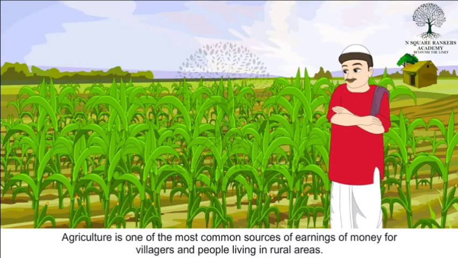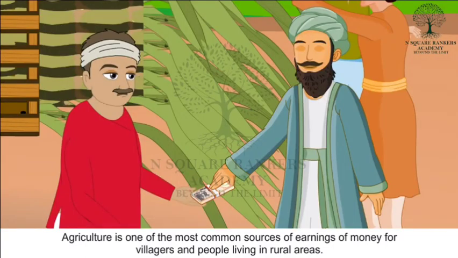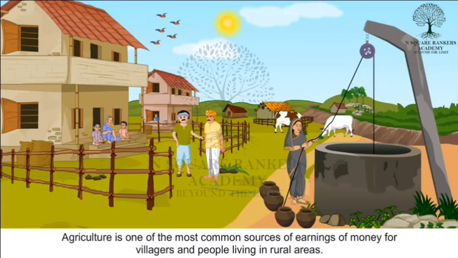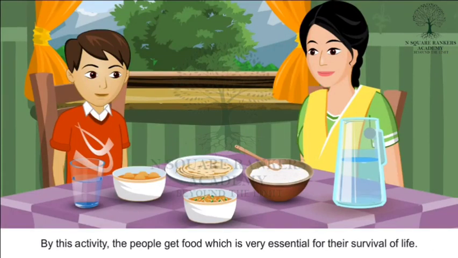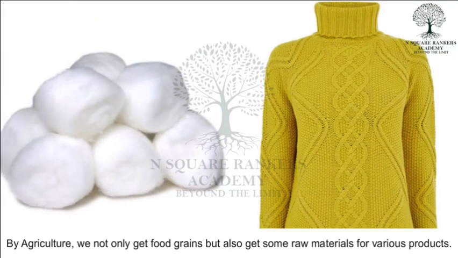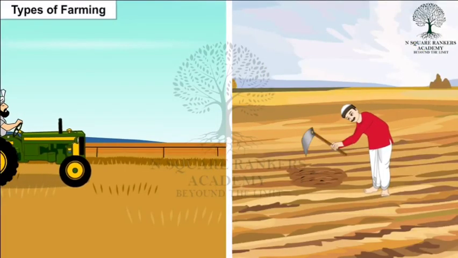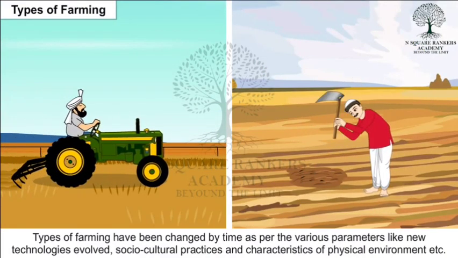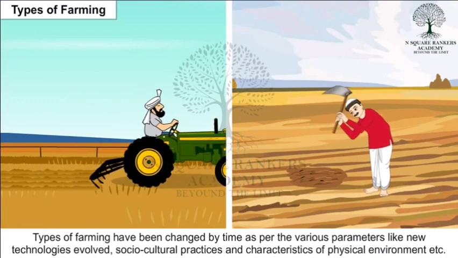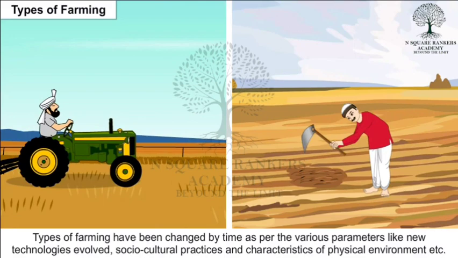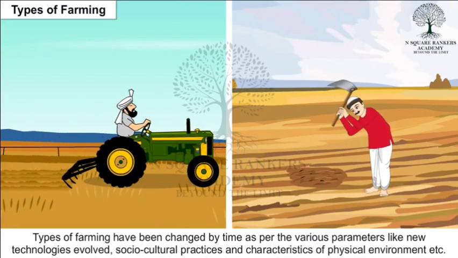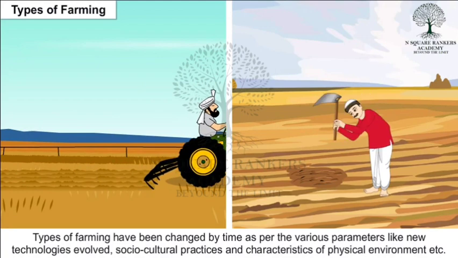Agriculture is one of the most common sources of earnings of money for villagers and people living in rural areas. By this activity, people get food, which is very essential for survival. By agriculture, we not only get food grains but also get some raw materials for various products. Types of farming have changed over time as per various parameters like new technologies evolved, socio-cultural practices and characteristics of physical environment, etc.